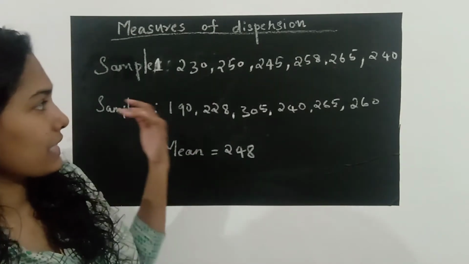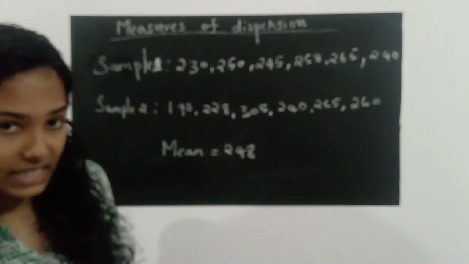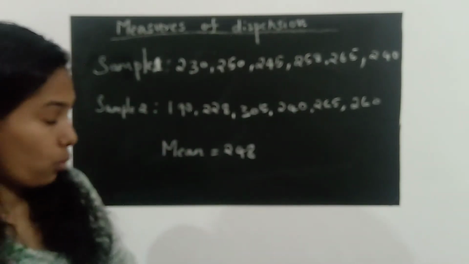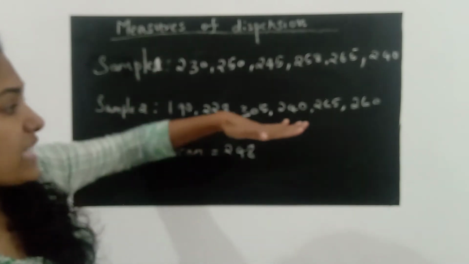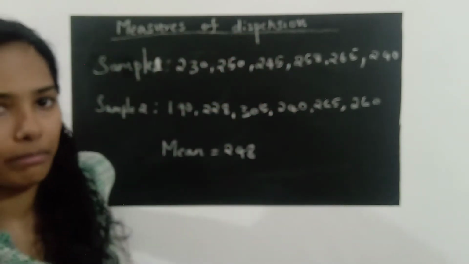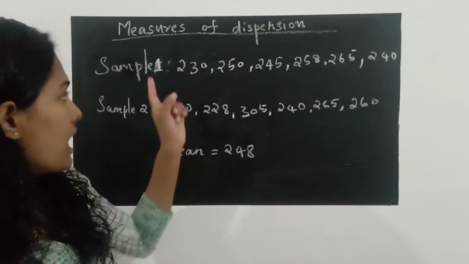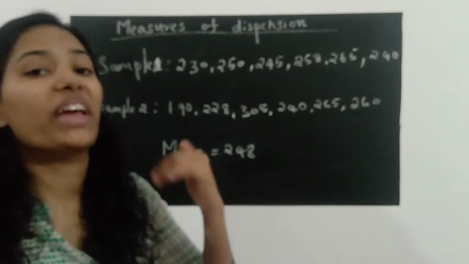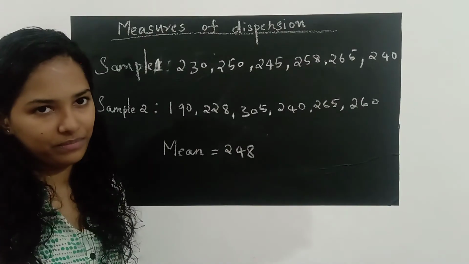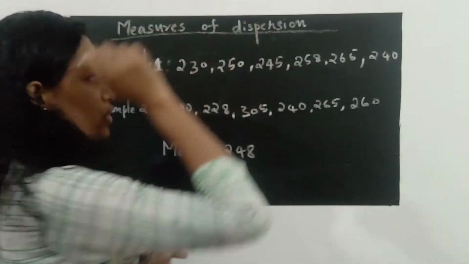That is, we can say that the scatter or the dispersion of the first sample is less than the scatter or the dispersion of the second sample, or vice versa. The scatter or dispersion of the second sample is much higher than that of the first sample, right? Which means the second sample is more variable than the first sample. Variability.